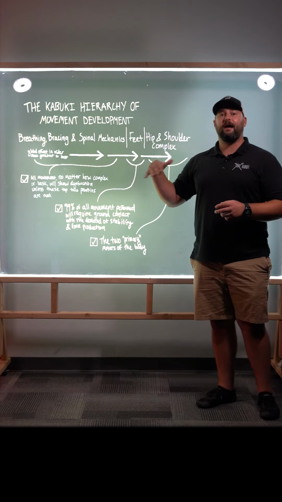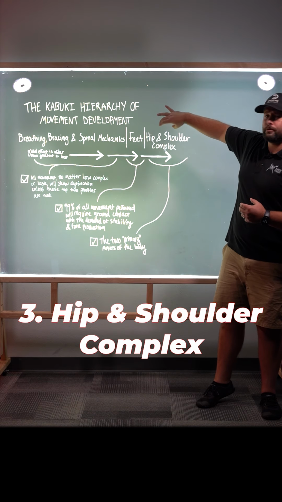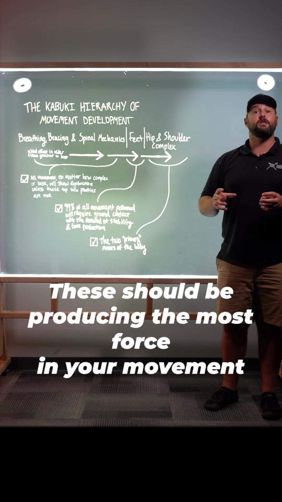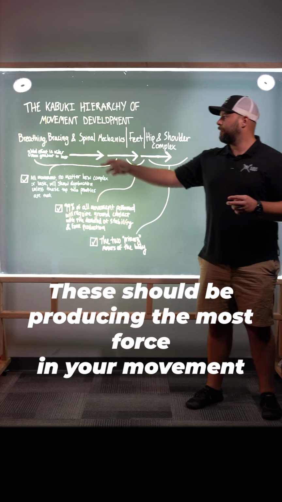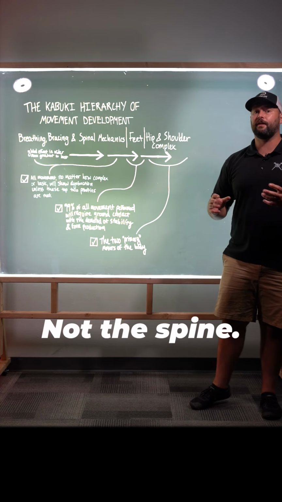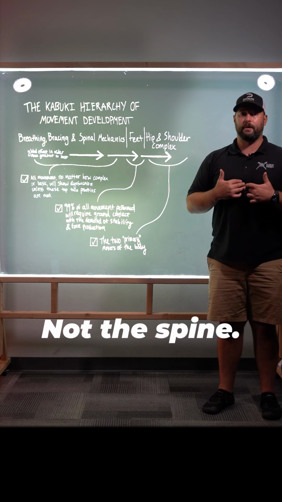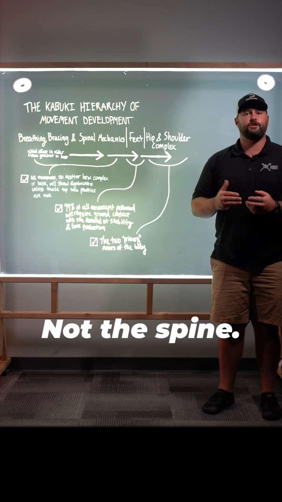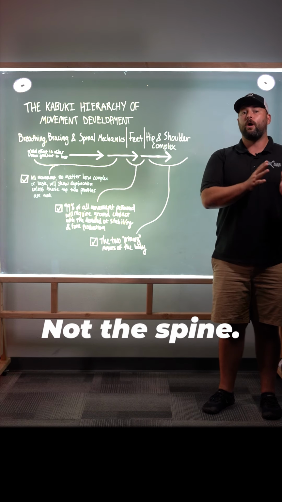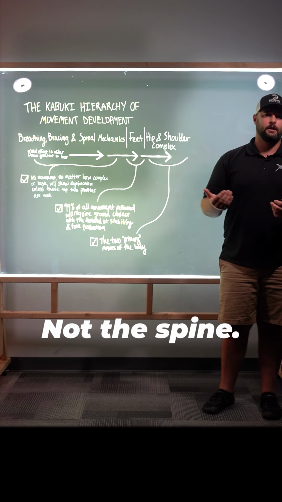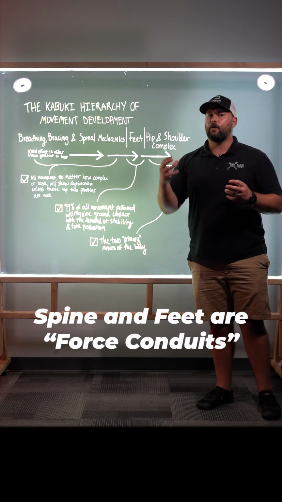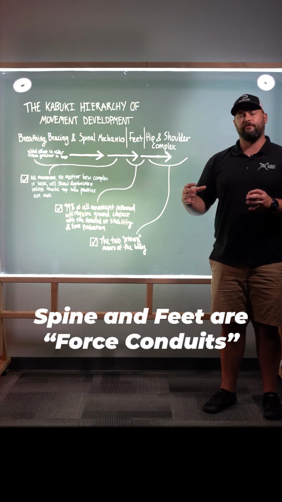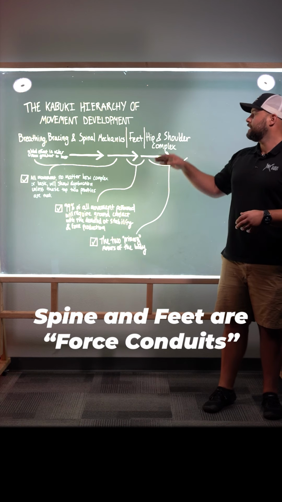After feet, we have the hip and shoulder complex. We think of them as our two big movers of the body. They're the areas that really should be producing the most amount of force in your loaded movement. The spine should not be producing a whole lot of force and movement. If it is, you're going to have a lot of trunk movement, and that could come in the form of a lot of extension or flexion, where the spine has to go through one or two of those phases to be able to complete a movement. The spine and the foot don't produce force. They act as force conduits, the highway of force that is generated from your bigger movers in the hip complex and the shoulder complex.